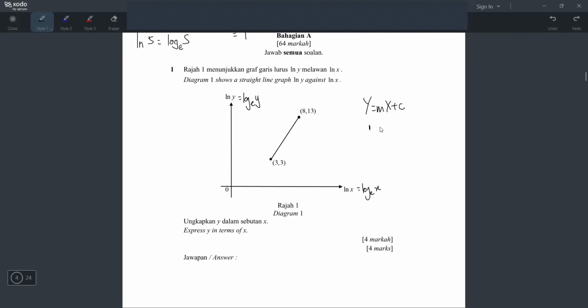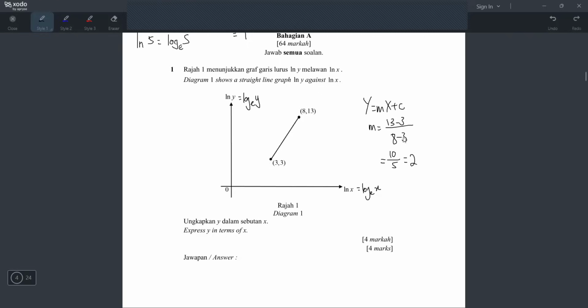How to find gradient? We need two coordinates. We have two coordinates here, so we can use these two coordinates to find gradient. The formula is y minus y divided by x minus x. So I'll take 13 minus 3 divided by 8 minus 3. Of course, you can also take 3 minus 13 divided by 3 minus 8, and you will get the same answer. 13 minus 3 is 10, 8 minus 3 is 5, so m is 2.